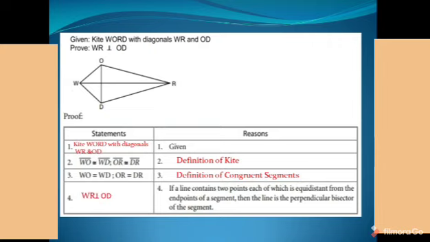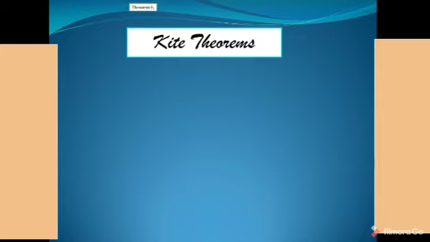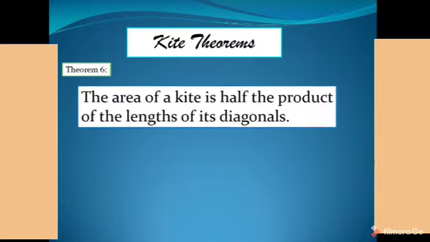In that way, WR is perpendicular to segment OD, if a line contains 2 points, each of which is equidistant from the endpoints of a segment, then the line is the perpendicular bisector of the segment. So let us now have that one in a problem later on.